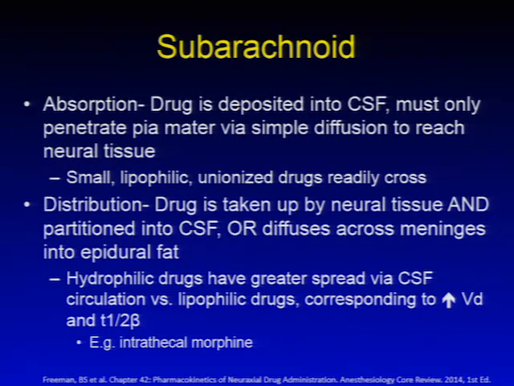Now here it is the hydrophilic drugs that have the greater spread through via the aqueous CSF circulation versus the lipophilic drugs, which corresponds to a much larger volume of distribution and elimination half-life. A good example is intrathecal morphine. Because morphine is hydrophilic, it can have greater spread in the CSF, it can actually have quite a bit more rostral spread versus intrathecal fentanyl, and lasts and has a much longer elimination half-life as compared to a lipophilic drug such as fentanyl.